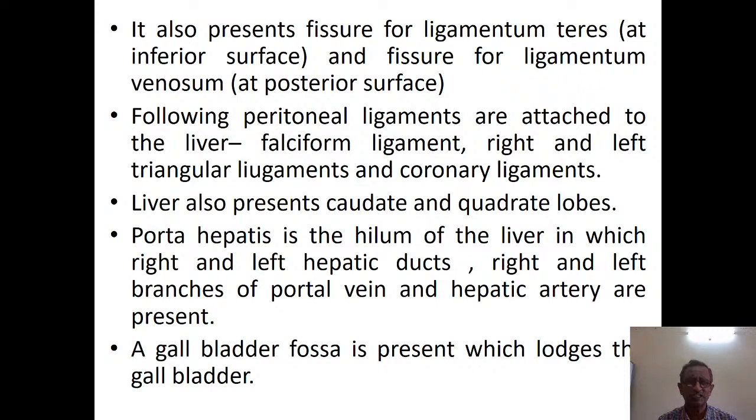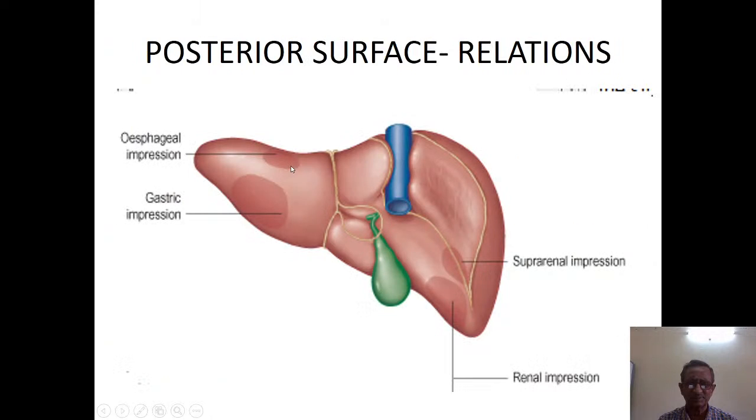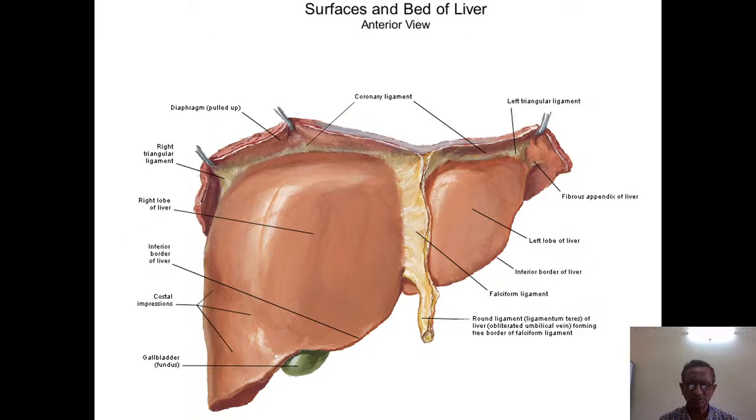It also presents the fissure for ligamentum teres at the inferior surface and fissure for ligamentum venosum at the posterior surface. Following peritoneal ligaments are attached to the liver: the falciform ligament, right and left triangular ligament, and coronary ligament. So this is the falciform ligament, and we are seeing this is the coronary ligament, and here we are seeing the right triangular ligament and left triangular ligament. So falciform ligament, coronary ligament, and right triangular ligament and left triangular ligament.